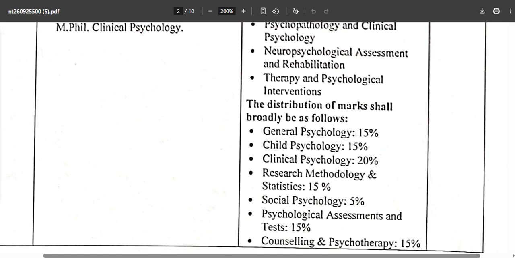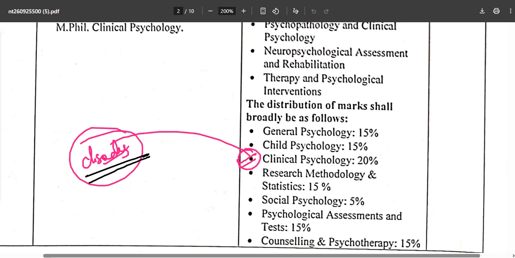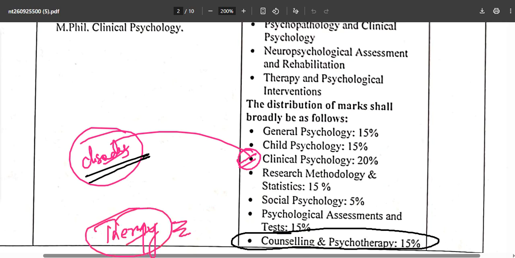Now the next topic is clinical psychology. For this clinical psychology, it is basically the disorders. And why are we not including therapy over here? Because they have already given a separate component for counseling and psychotherapy. So for every therapy part, you have to be thorough with what all those are.